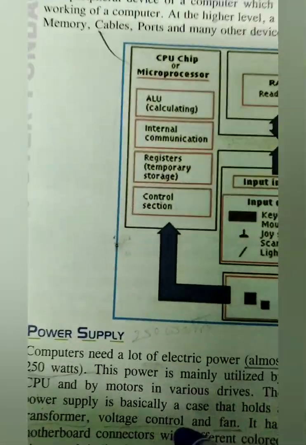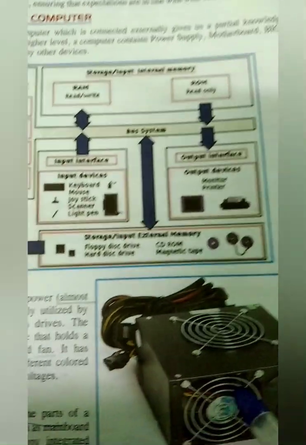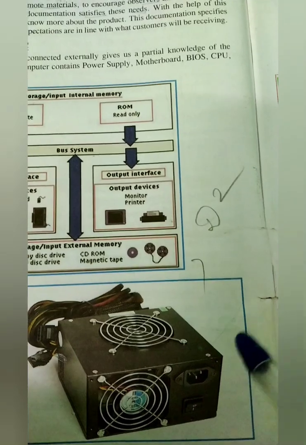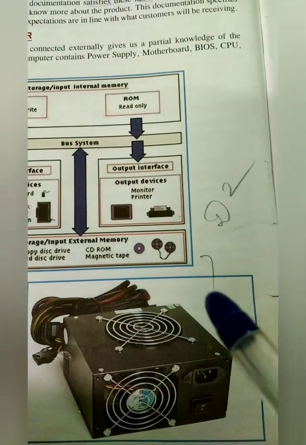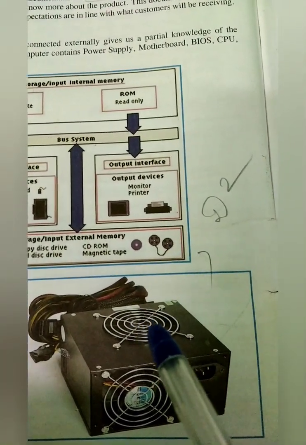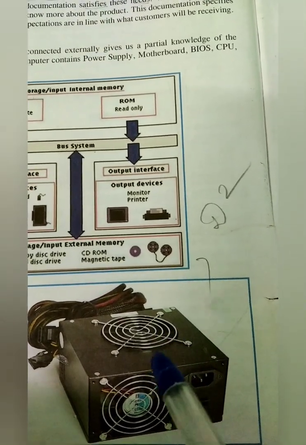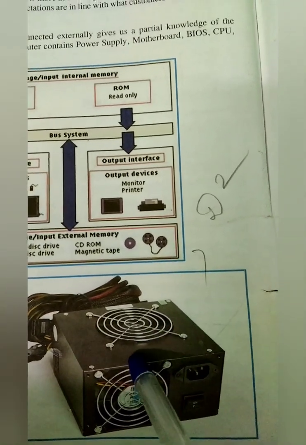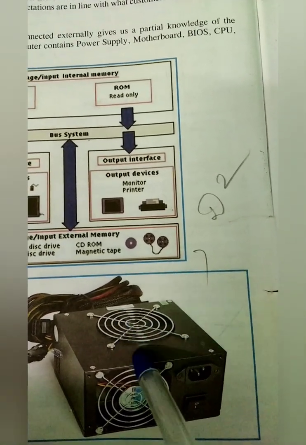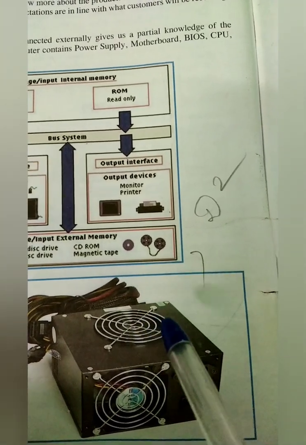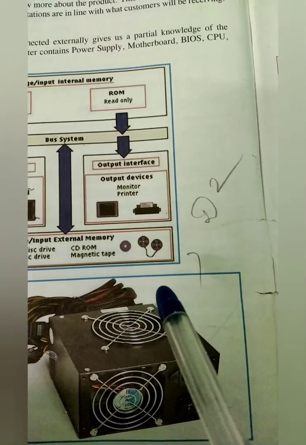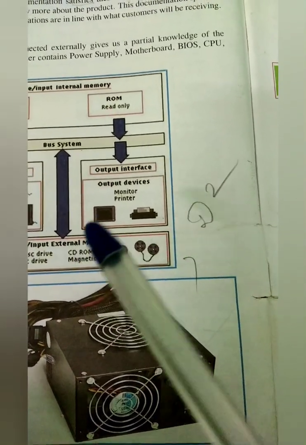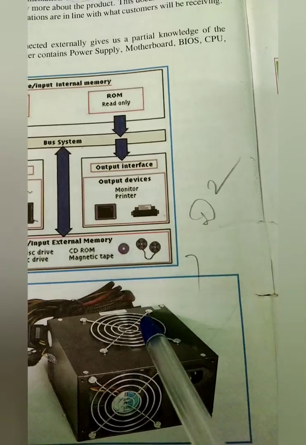The first topic is power supply. What is a power supply? A computer needs a lot of electric power. It needs almost 250 watts. This power is mainly used by the CPU and by motors in various devices also. It will contain three things: a transformer, voltage control, and a fan. It has motherboard connectors with different colors. Each color will indicate a different voltage. That's all about power supply.